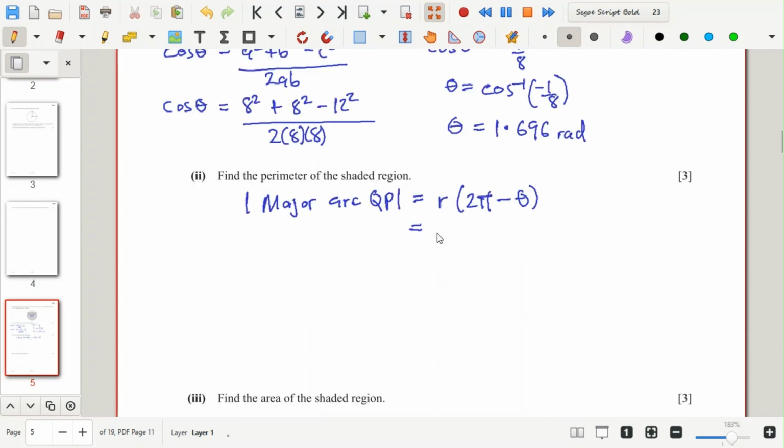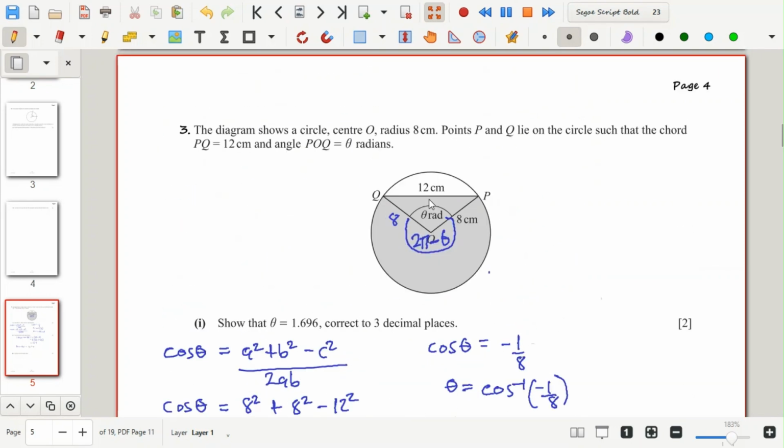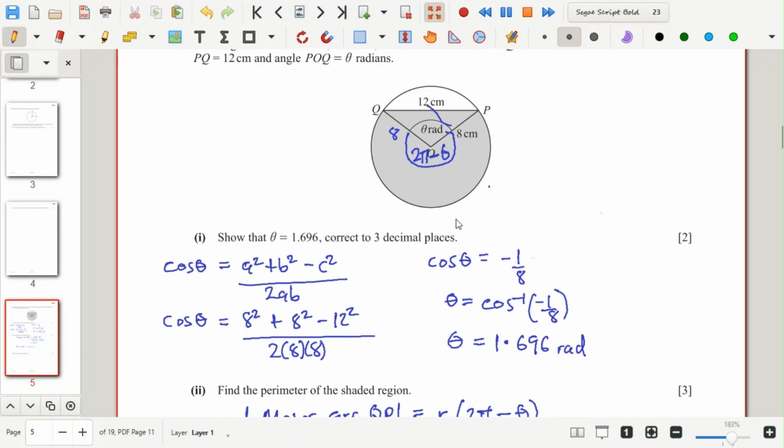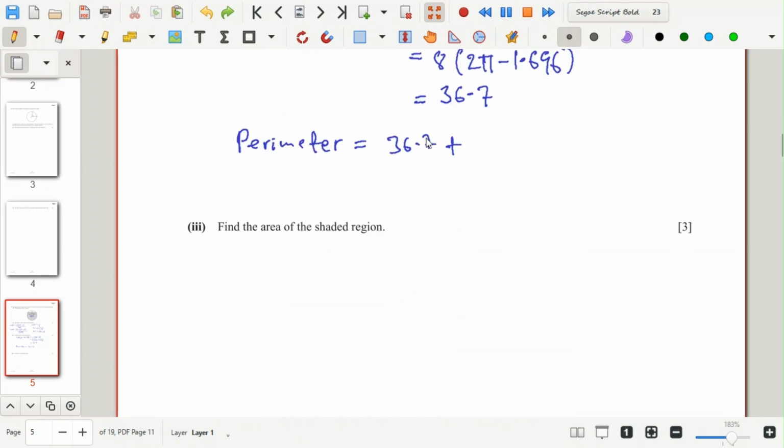So radius, your radius is 8. Your theta is 1.696. So when you solve this, you will get 36.7. Then let's come to the perimeter. The perimeter of the shaded region. So it's going to be 36 plus 12. Don't forget there's 12 here, okay? 37 plus 12, which should give us 48.7 centimeters.